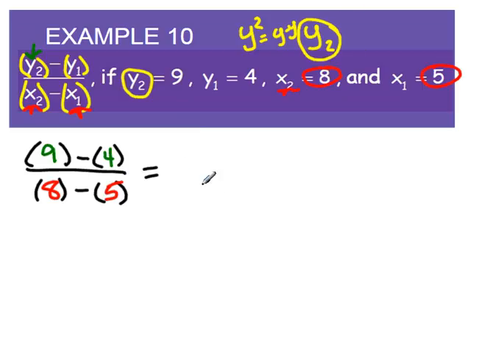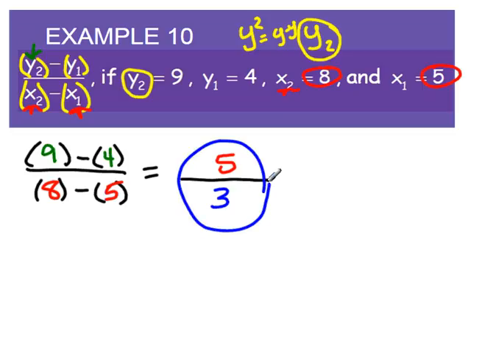So I've got my division bar here in the middle. And I can take the 9 minus 4, which will give us 5. And then I can take the 8 minus 5, which will give us 3. Check to be sure that this cannot reduce any farther. 5 over 3 cannot, so that's going to be our answer.